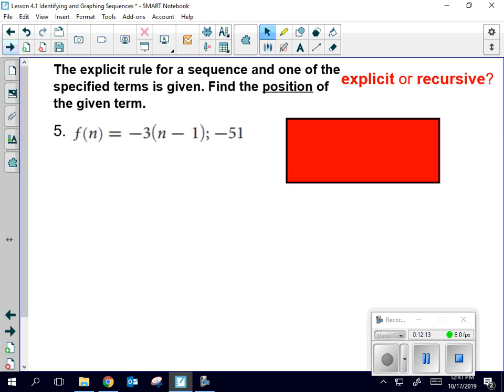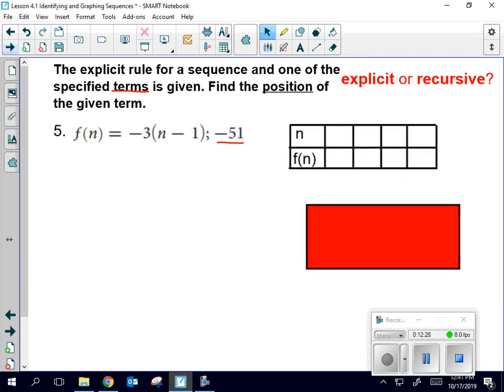All right, number 5, we have an explicit rule for a sequence. So it's given the rule, and I give you one of the terms this time. This is a term, not a position. So back to our table, this is not on your sheet, but remember, before we used to be given these, and we had to find this one. Well, now we're given the term. So let me erase that. We don't know what position it's in. That's not the 4th position. It might be, but we don't know. We want to know the position that it's in.